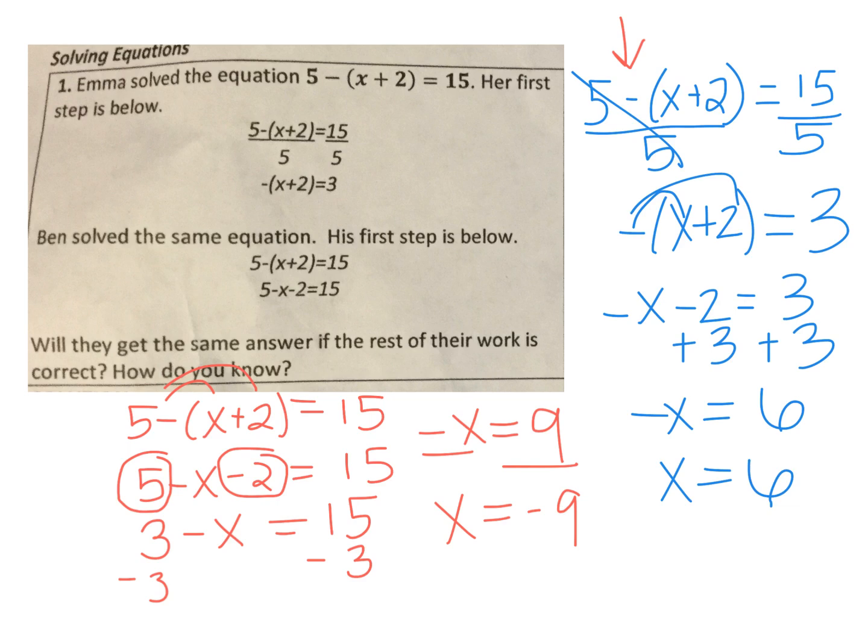So that wouldn't be correct, because we know that the first step should have been for you to distribute that negative 1. So no, they will not get the same answer. And how do I know? Because Emma made a mistake.